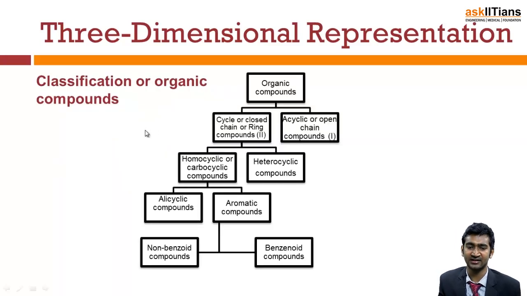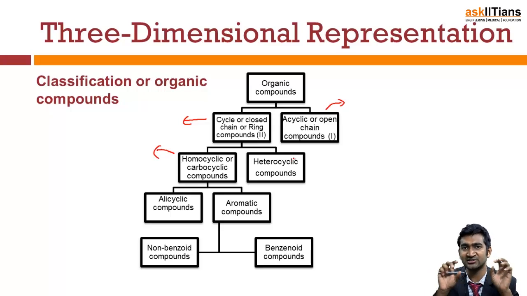Now, how do I classify my organic compounds? I classify like this: either they are cyclic, the closed ring ones, just like cyclopropane, cyclobutane and so on, or acyclic, the open chain, a normal open chain. Now, even in the cyclic ones, I have homocyclic or heterocyclic, meaning similar kinds of rings or dissimilar rings joined together. That is what I mean by homocyclic and heterocyclic.